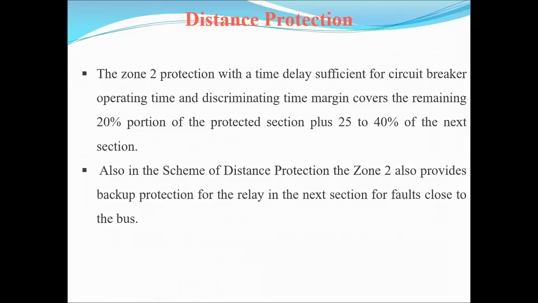For zone 2 protection, with a timed relay on the circuit breaker, the operating time is set to protect the remaining 20% of the protective system, or 25 to 40% of the next system. 20% is the present section, and the next section is protected by 25 to 40%.